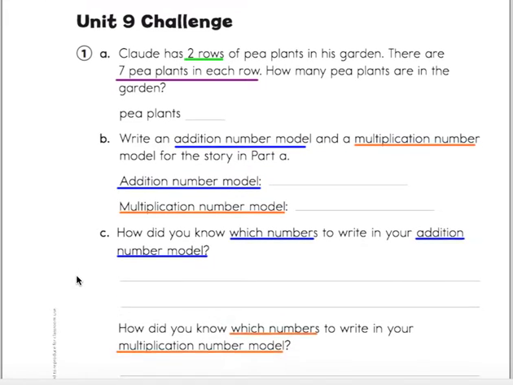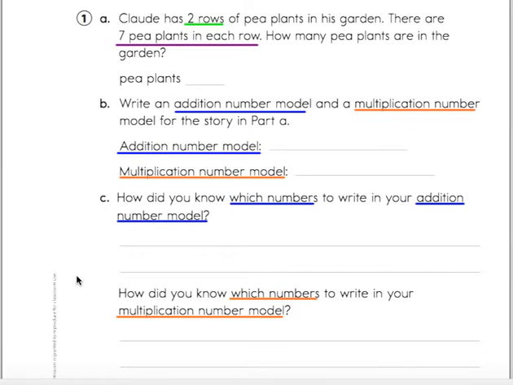Okay, so now you got to think and write in a sentence and tell me step by step what you did in your brain and how you knew this. Okay, don't just write down some numbers and be like, because I'm smart. Because we all know you're smart, but now you got to show me that smartness, okay? How did you know which numbers to use in your addition number model? So when you used this here, how did you know which numbers to use? Can you tell me down here? Remember capitals and punctuation.